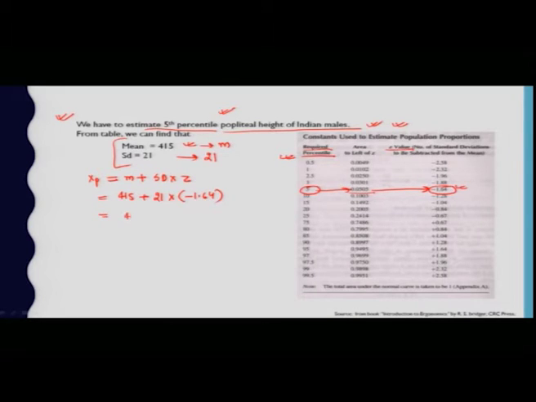plus standard deviation 21 into minus 1.64. When you multiply 21 and 1.64, it will come out something like 34.4. You check this value and subtract this from 415. So, you will be getting tentatively 380.56. In this way it is clear how you will calculate the percentile value of any particular user population when the mean and standard deviation are given, and in the table the z score will be given to you.